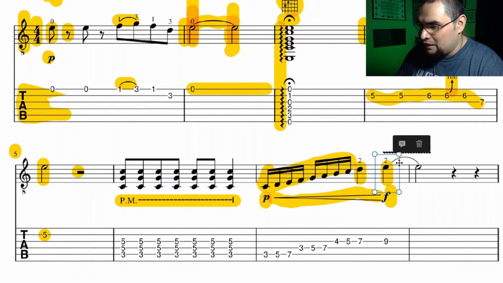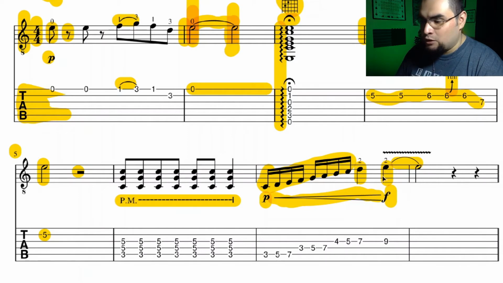We've already talked about the tie. So in this case, we've got a quarter note, which is 1 beat, and a half note, which is 2 beats. So that's a total of 3 beats. So this has to last for 3 beats.